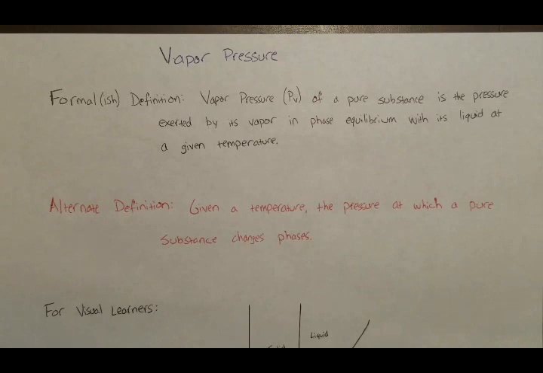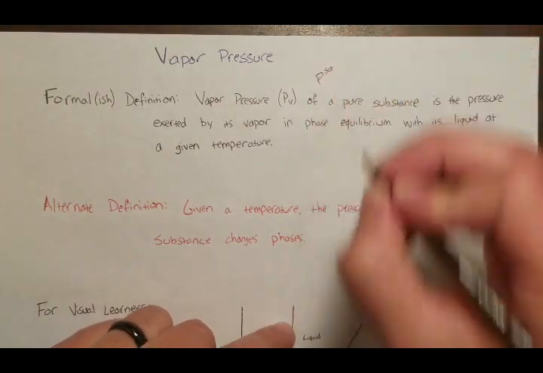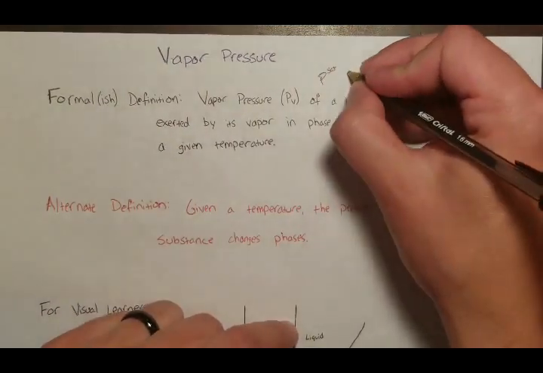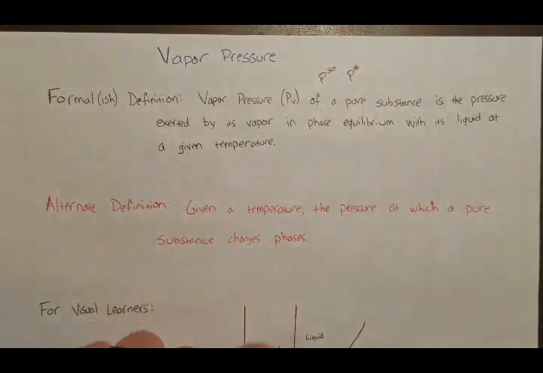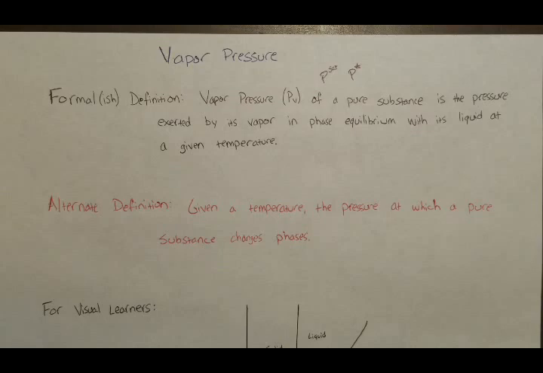The first one being a formal-ish definition. Maybe it's not perfect, but it will suffice. So the formalist definition goes as follows. The vapor pressure, which will be written as PV, you also sometimes see it written as PSAT, or a P star, possibly. So the vapor pressure PV of a pure substance is the pressure exerted by its vapor in phase equilibrium with its liquid at a given temperature.